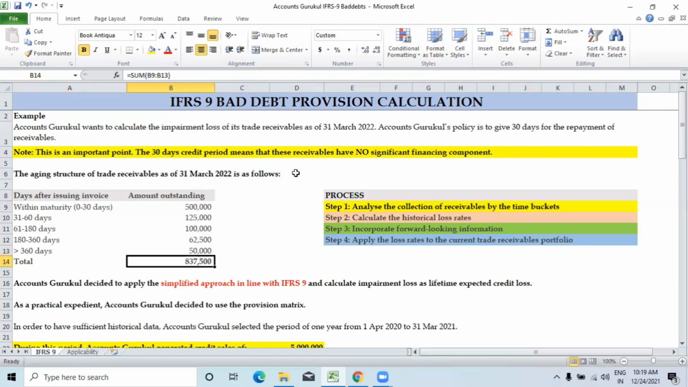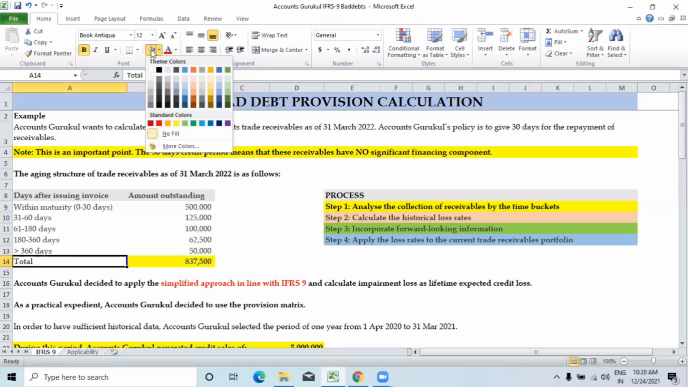So the total outstanding as on 31st March 2022, since we are going to complete 31st March 2022, but still we have just considered this for our calculation purpose. So the total outstanding of Accounts Gurukul in the market is around 8,37,500. That much amount is yet to be received from the market. And the aging bucket has already been explained: 0 to 30 days, 31 to 60, 61 to 180, 180 to 360, and beyond 360 days.